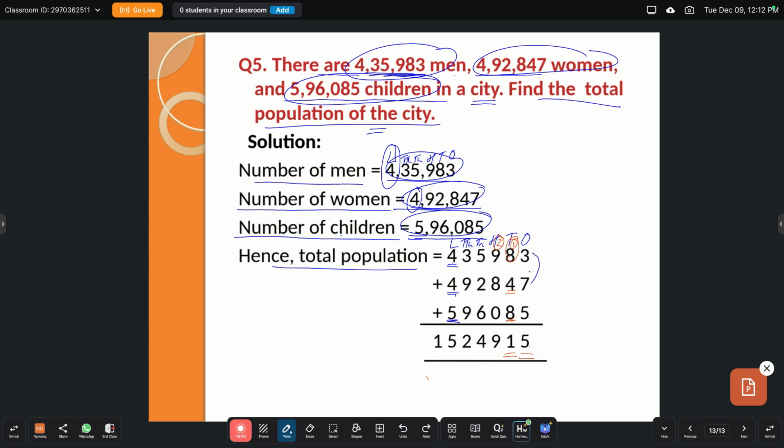Okay, beta, tell me what is now 9 plus 8? It is 17. And what is 17 plus this carried over 2? This is 19. We will write 9 here. 1 will be carried over to this column. What is 5 plus 2, beta? It is 7. Okay. What is 10 plus 6? It's 13. And this one, 13 plus 1, it's 14. I will write 4 here. 1 will be carried over to this column.